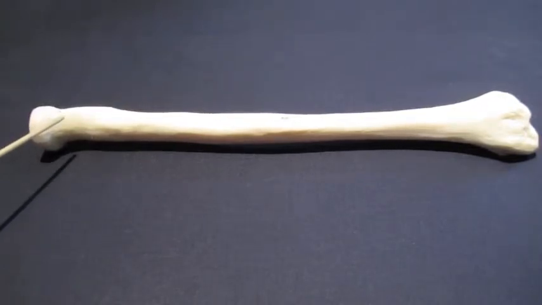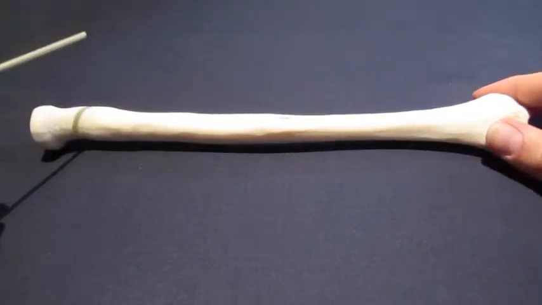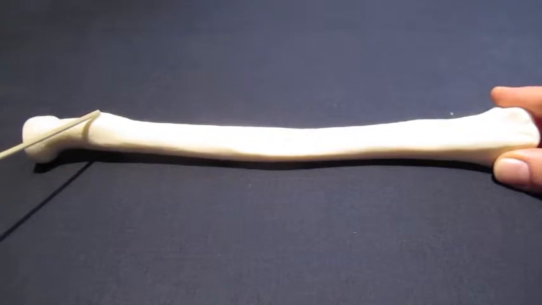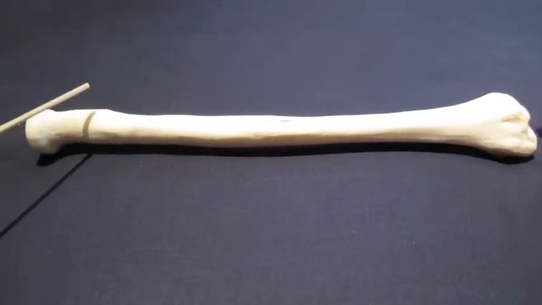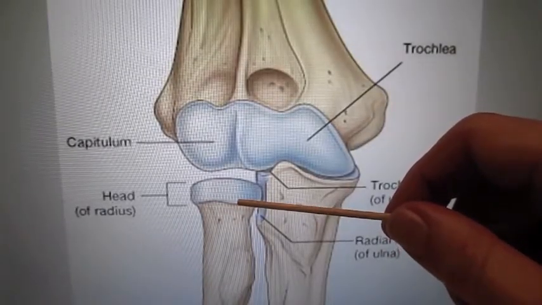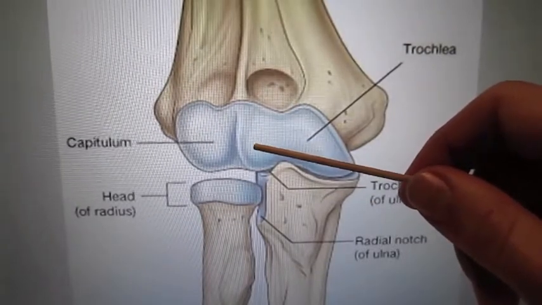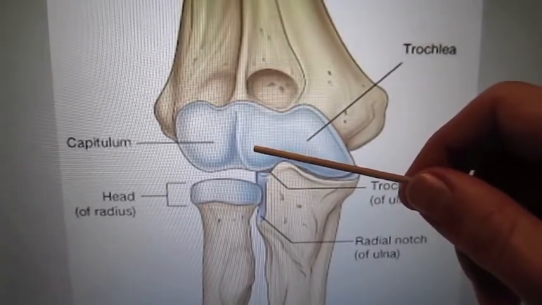The head and neck of the radius are at the proximal end, as well as the radial tuberosity, which is on the anterior side. The head of the radius articulates with the capitulum of the humerus. This contributes to the elbow joint.